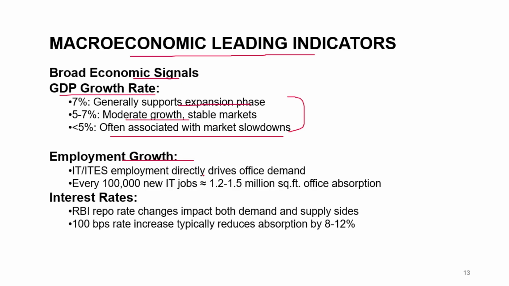Then we have employment growth. So, IT employment directly drives office demand, especially we have seen in cities like Bengaluru, where they are directly impacting the office demand. Then every 100,000 new IT jobs is equal to 1.2 to 1.5 million square feet of office absorption. So, that is your back of the envelope calculation, or you can say thumb rule that we can adopt to analyze the office absorption rate. And then interest rates. So, RBI repo rate changes impact both demand and supply sides. A 100 bps rate increase typically reduces the absorption by 8 to 12%.